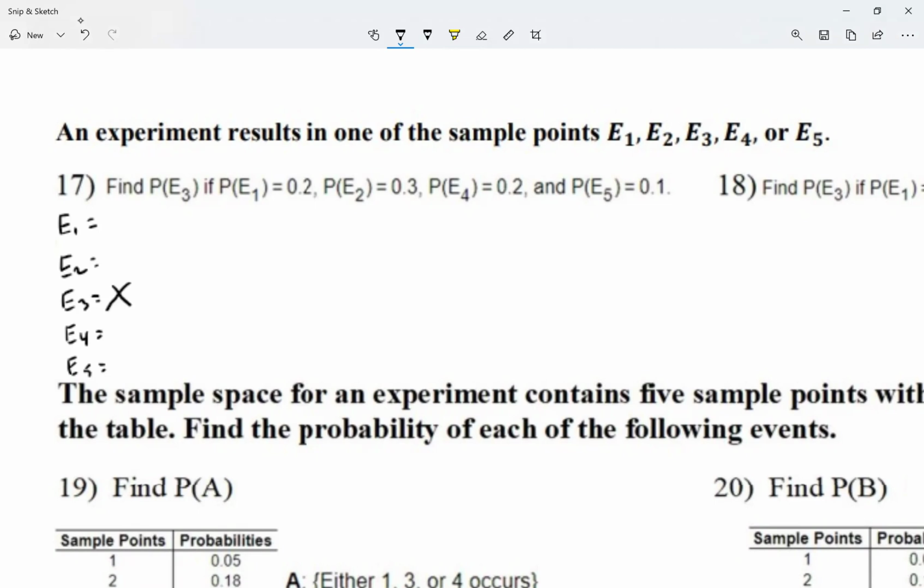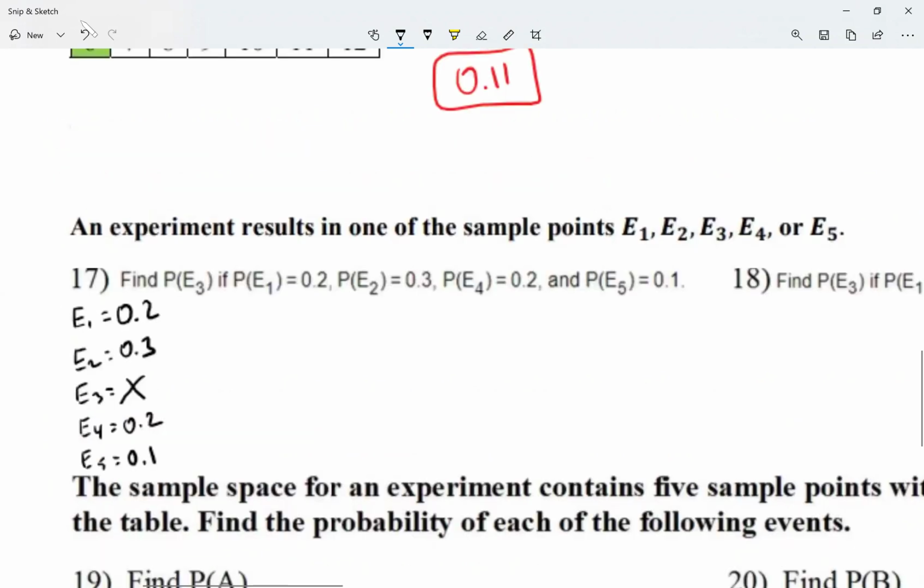If the probability of E1 is 0.2, so the probability that it lands on E1 is 0.2. The probability that it lands on E2 is 0.3. The probability that it lands on E4 is 0.2. And the probability that it lands on E5 is 0.1. Now, one thing on probabilities: when I add all my possible outcomes, all my probabilities, I get 1.